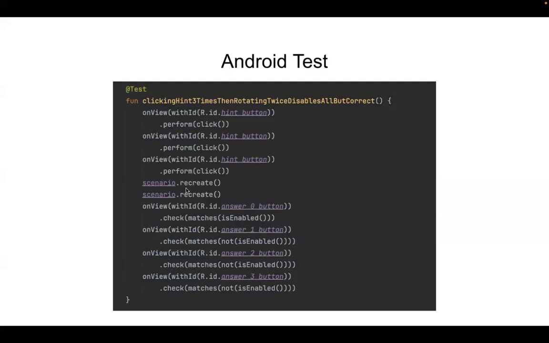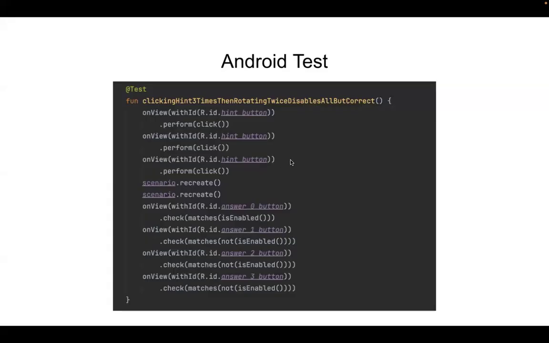This recreate basically restarts, like it's basically like rotating, right? So it rotates the screen, and then after that you have to look if all these buttons are enabled or not, right? Everything has to be enabled except this answer 0, which is the correct answer, right? So that's basically what that is doing.